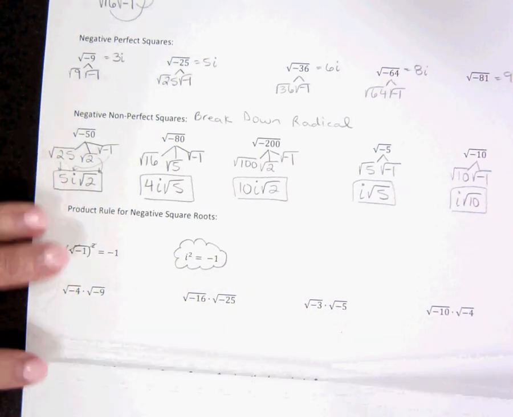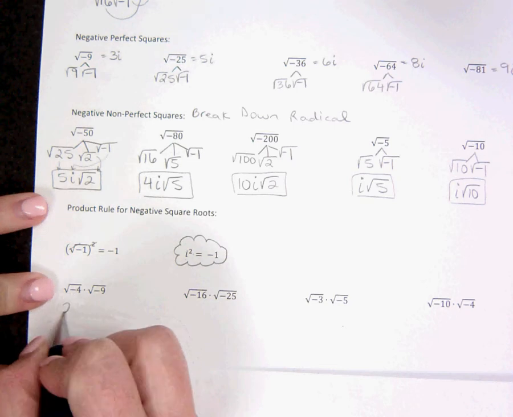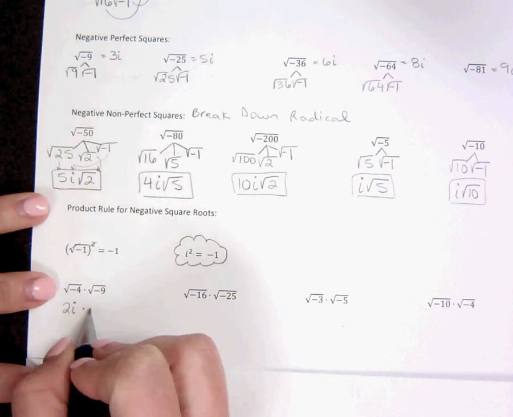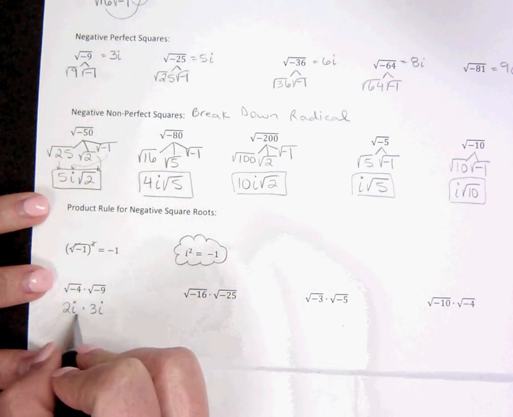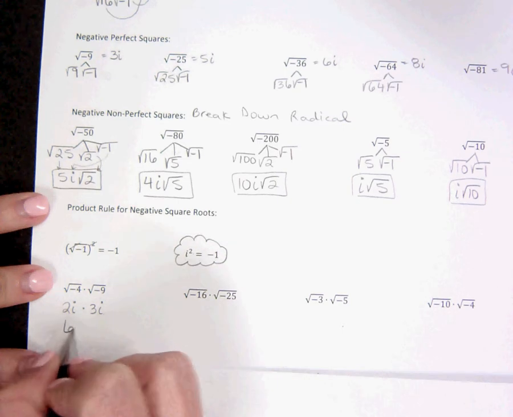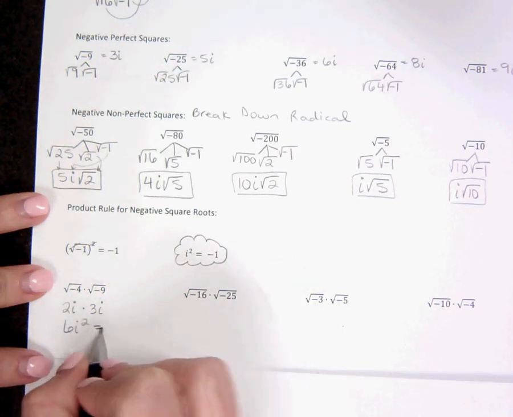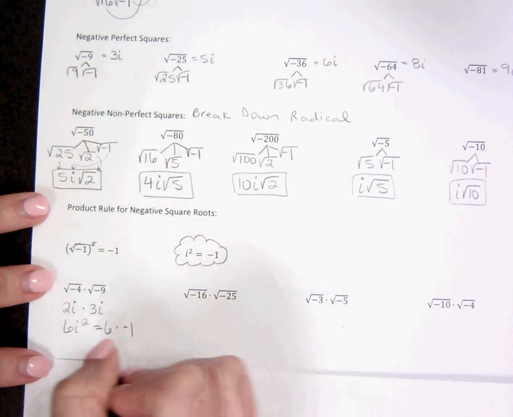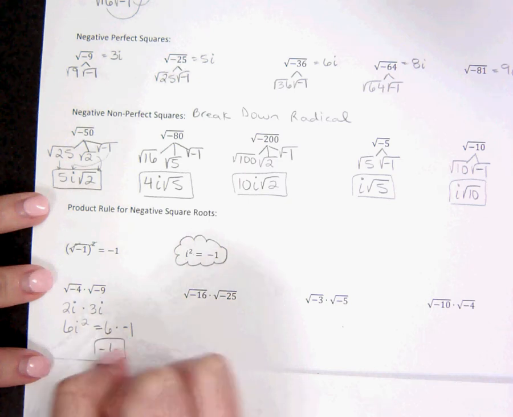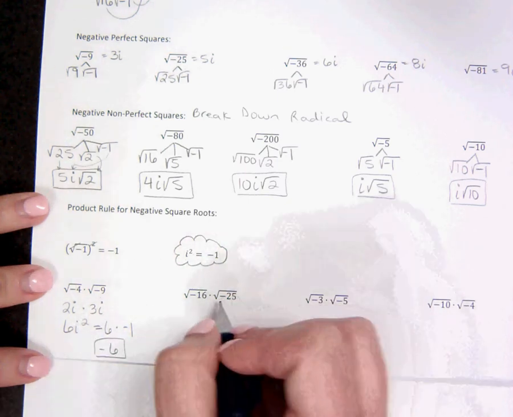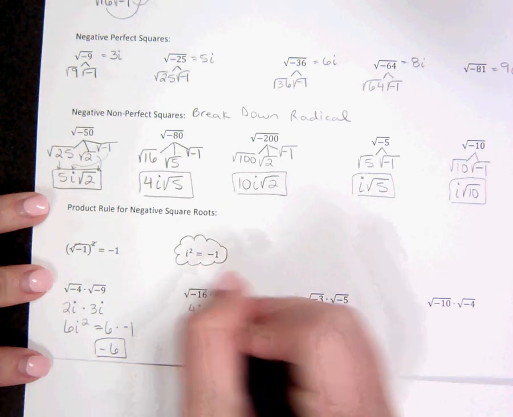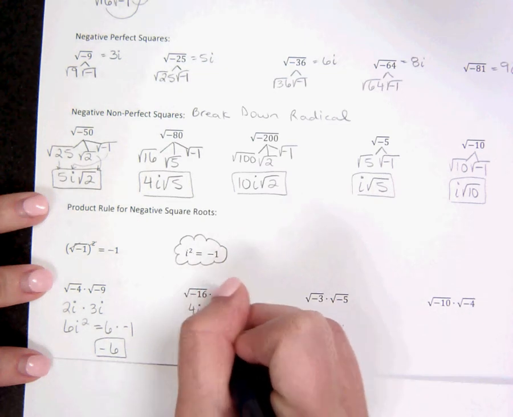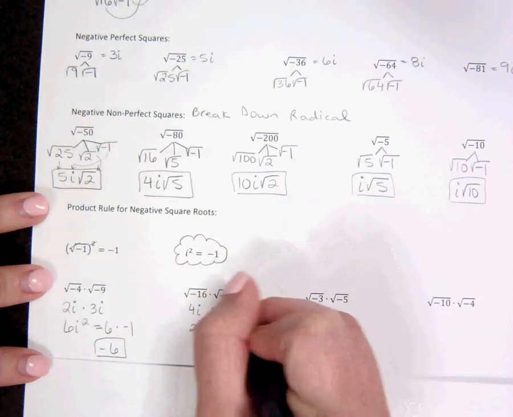So let's look at some of these. The square root of negative 4 is 2i. The square root of negative 9 is 3i. 2i times 3i is just like variables, it's 6i squared. And as soon as we see i squared, we'll write negative 1, so that's 6 times negative 1 for a final answer of negative 6. Same idea here, this is 4i times 5i, that would be 20i squared, which becomes negative 20.